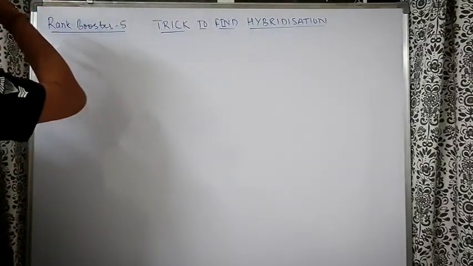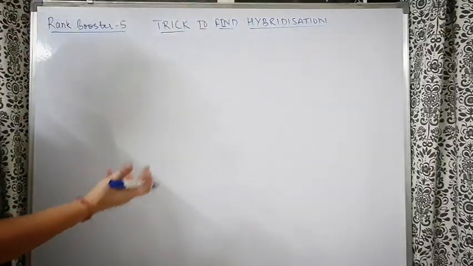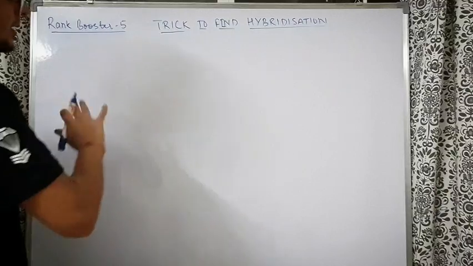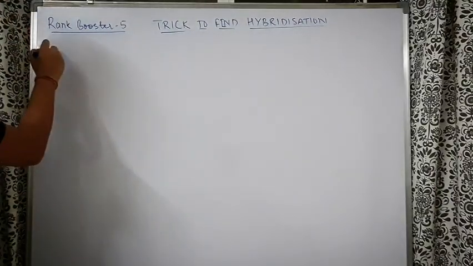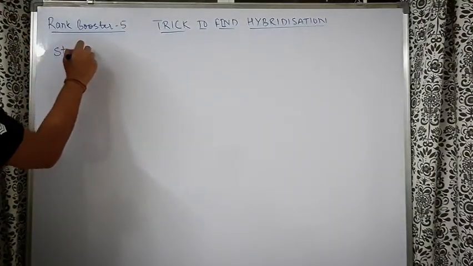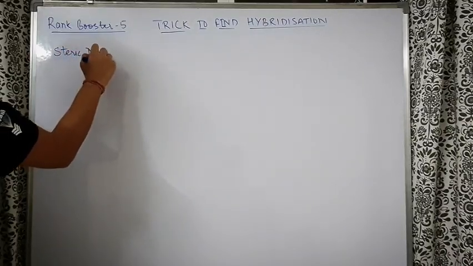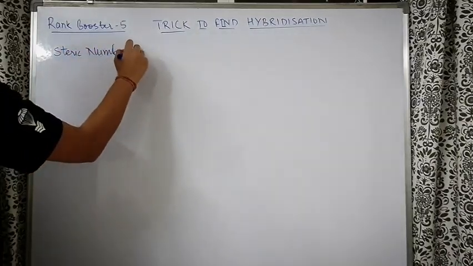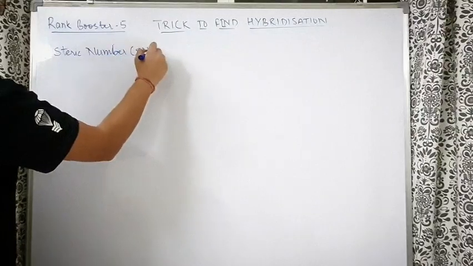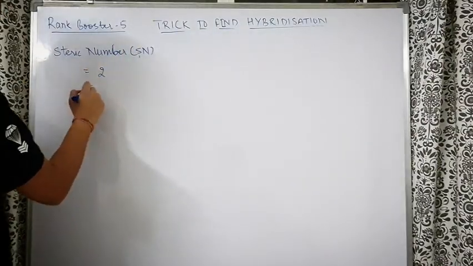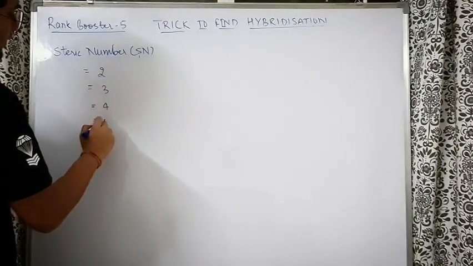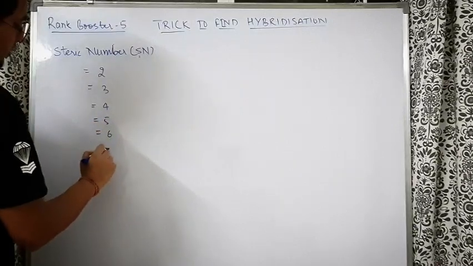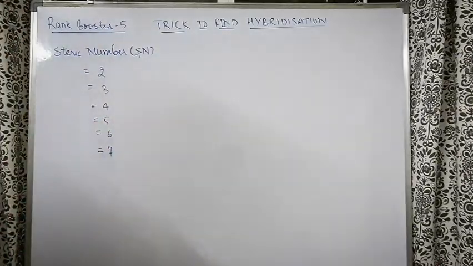Understand this trick, I feel it is the fastest trick for the calculation of hybridization. So directly, dekho yaar, what to do? First, you should know the basic idea of the steric number, which I'll be representing as Sn. For example, if it is 2, 3, 4, 5, 6 or 7, which hybridization would come?